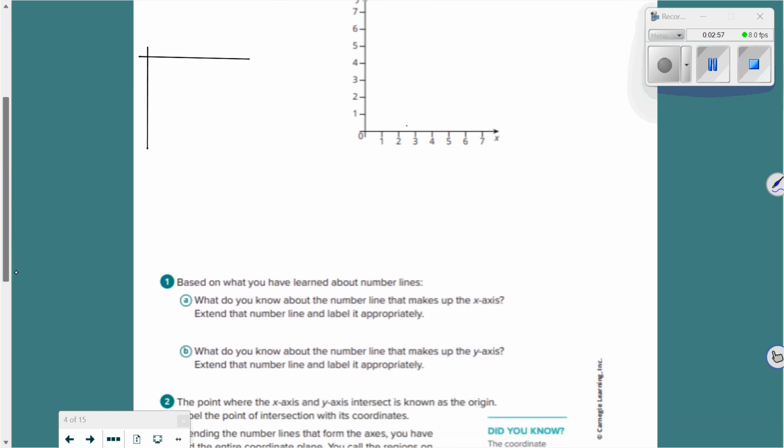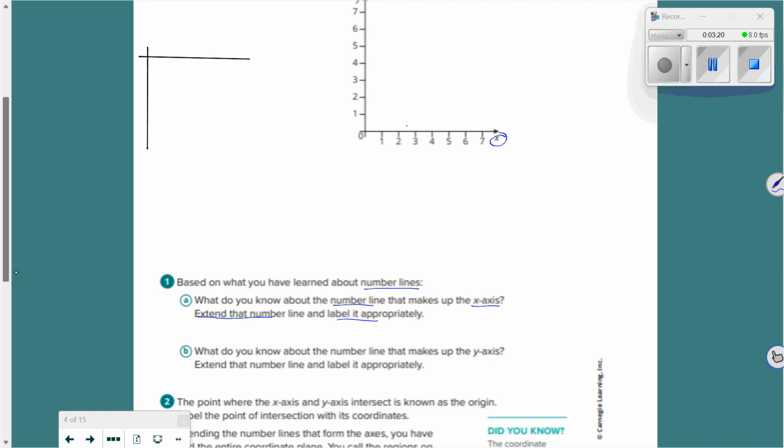We've now been learning about number lines. That's about the last month talking about number lines, negative numbers, getting those introduced. So now, what do you know about the number line that makes up the x-axis? In other words, this one. Does this actually look like a whole number line? No. So we want you guys to extend that number line and label it.